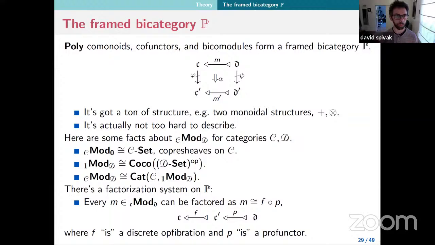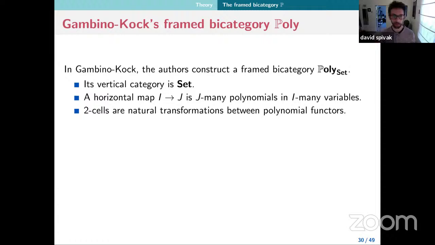Okay. And then we have Gambino-Kock's framed bicategory Poly. And for them, the vertical category was Set.